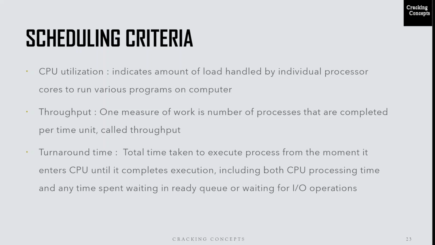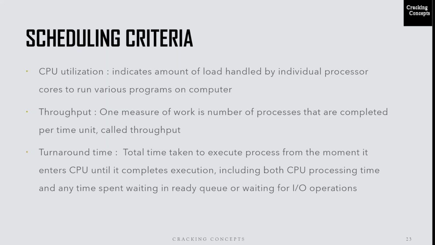Next is the scheduling criteria. In choosing which algorithm to use in a particular situation, we must consider the properties of the various algorithms. Which characteristics are used for comparison can make a substantial difference in which algorithm is judged to be the best. The criteria include the following: CPU utilization.